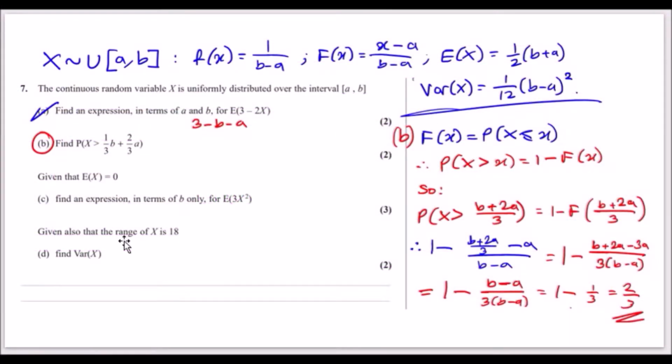Find the probability that x is greater than this term here. For this kind of function, this is known as the survival function, or alternatively, we might learn it as 1 minus the cumulative distribution. Let's just recap. When you have the probability x greater than something, recap that it's the same as 1 minus F(x). Why? Because F(x), at least the cumulative version, equals the probability x less than or equal to x.